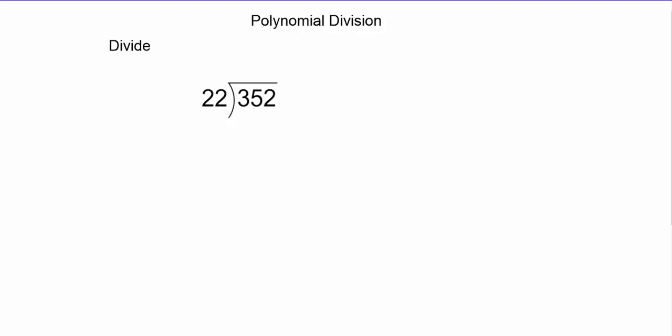Today the topic's polynomial division, but in order to do that we have to go way back, 4th and 5th grade, to talk about regular long division. So here's a typical division problem of the 4th grade, and we're trying to divide 22 into 352.